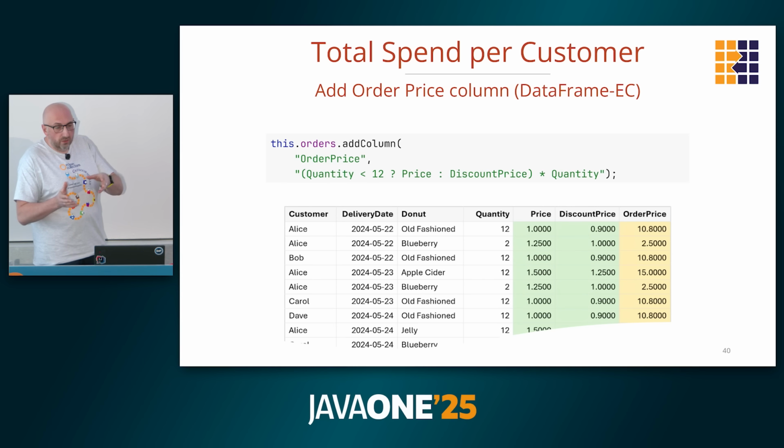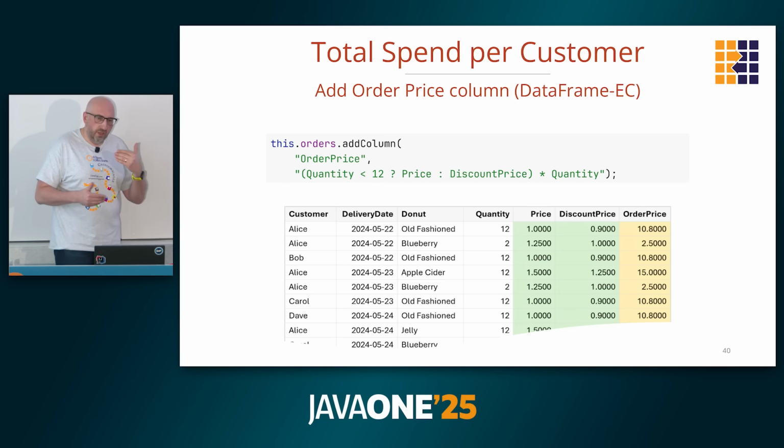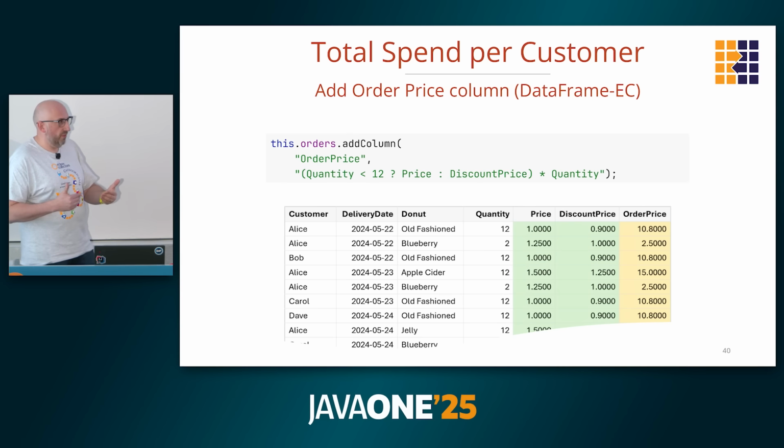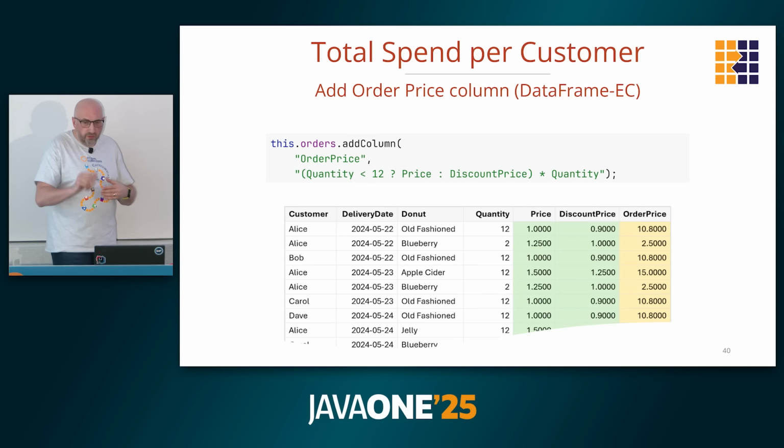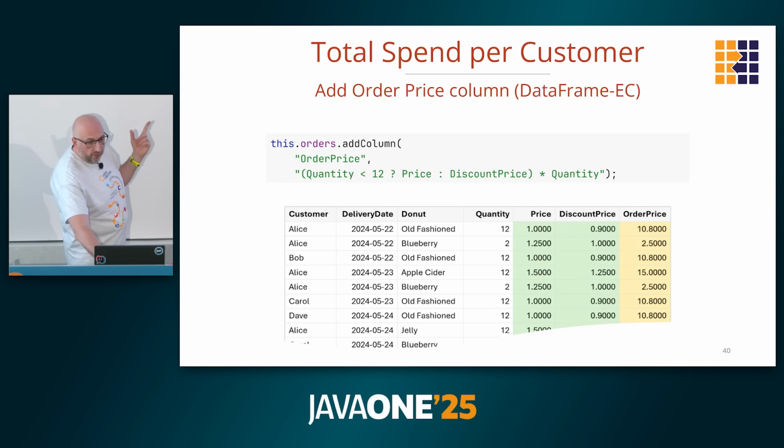And you add a column. You notice that we don't specify a column type because everything is actually strongly typed behind the scenes. And the type of the column is the type of this expression. So type inference and type validation is done for you. And you end up with a data frame with this computed column shown in yellow.